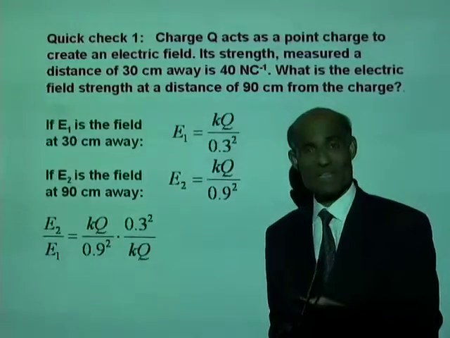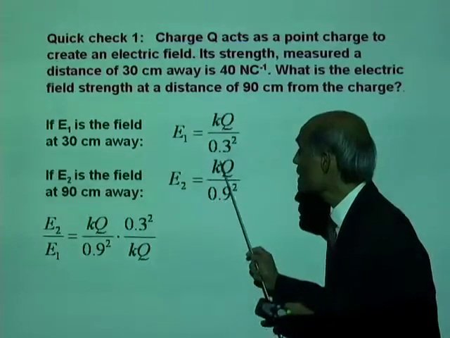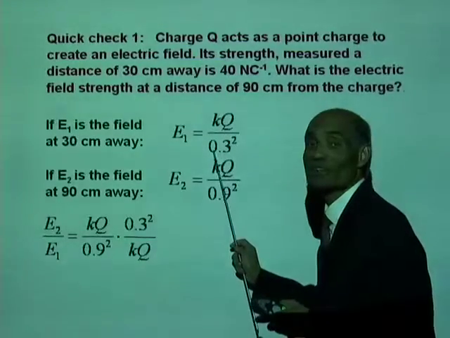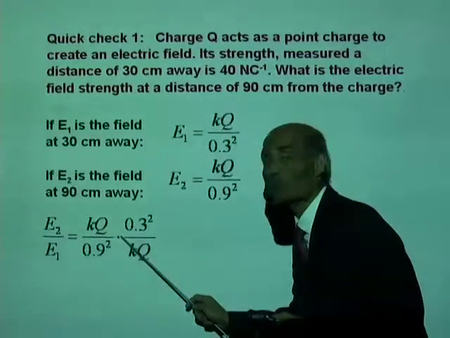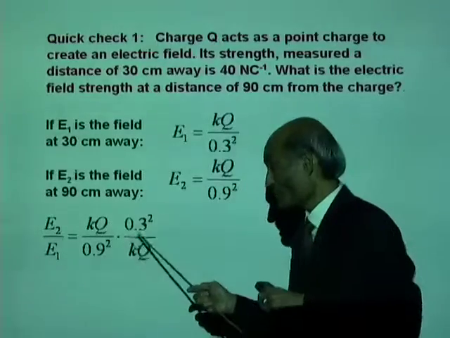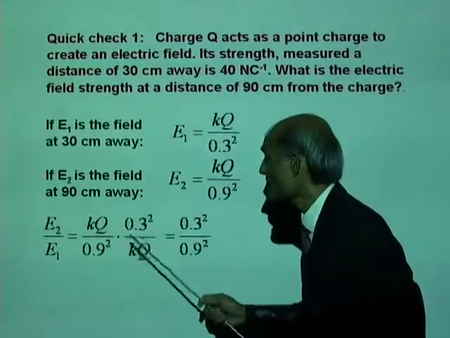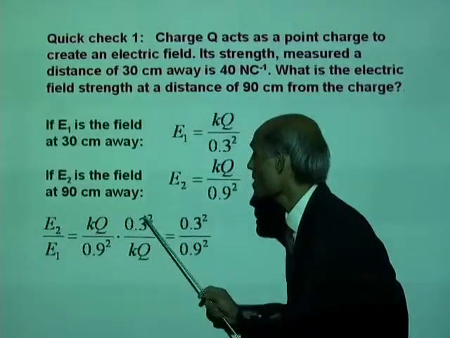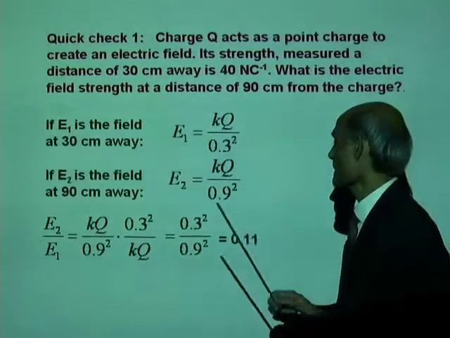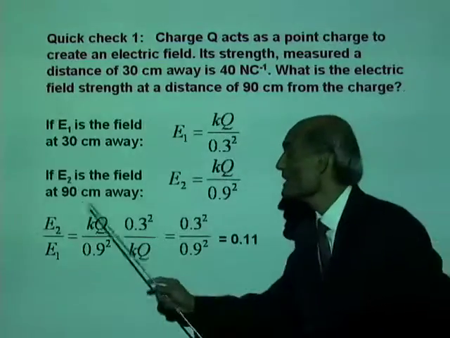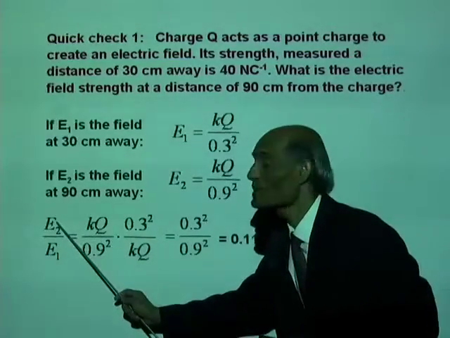Do you understand that? E2 divided by E1 is this quantity divided by this quantity. And division by a fraction is the same as multiplication by its reciprocal. That's what this is. What's the advantage? You can see now KQ and KQ will cancel. So E2 over E1 is 0.3 squared divided by 0.9 squared. And that is 0.11. If E2 divided by E1 is 0.11, what is E2 equal to?